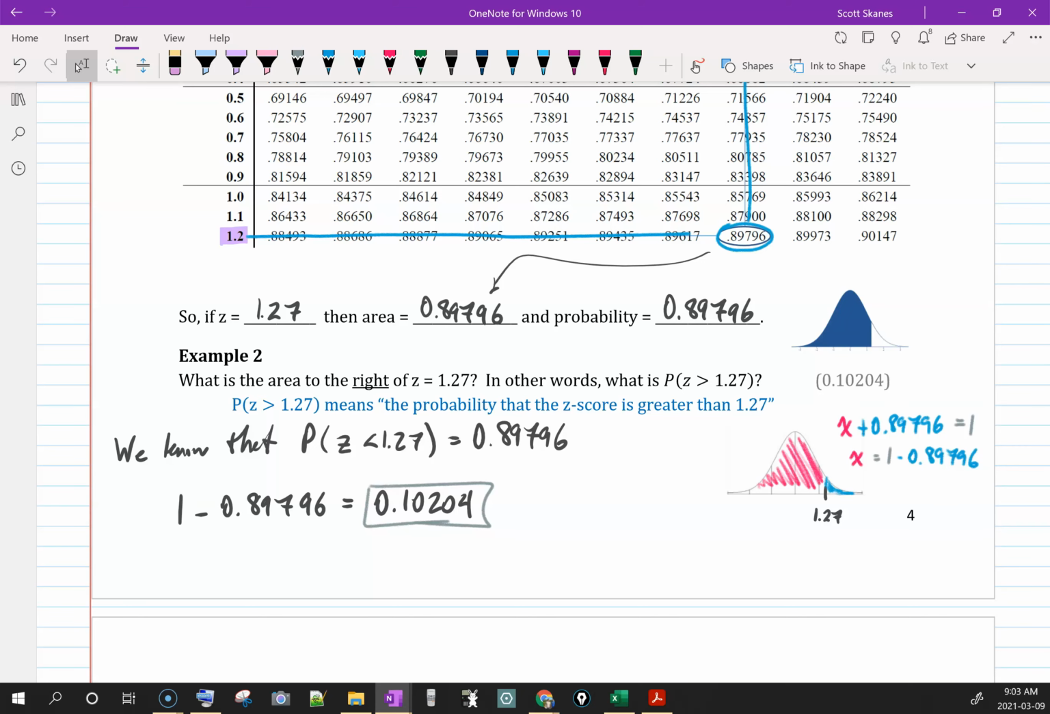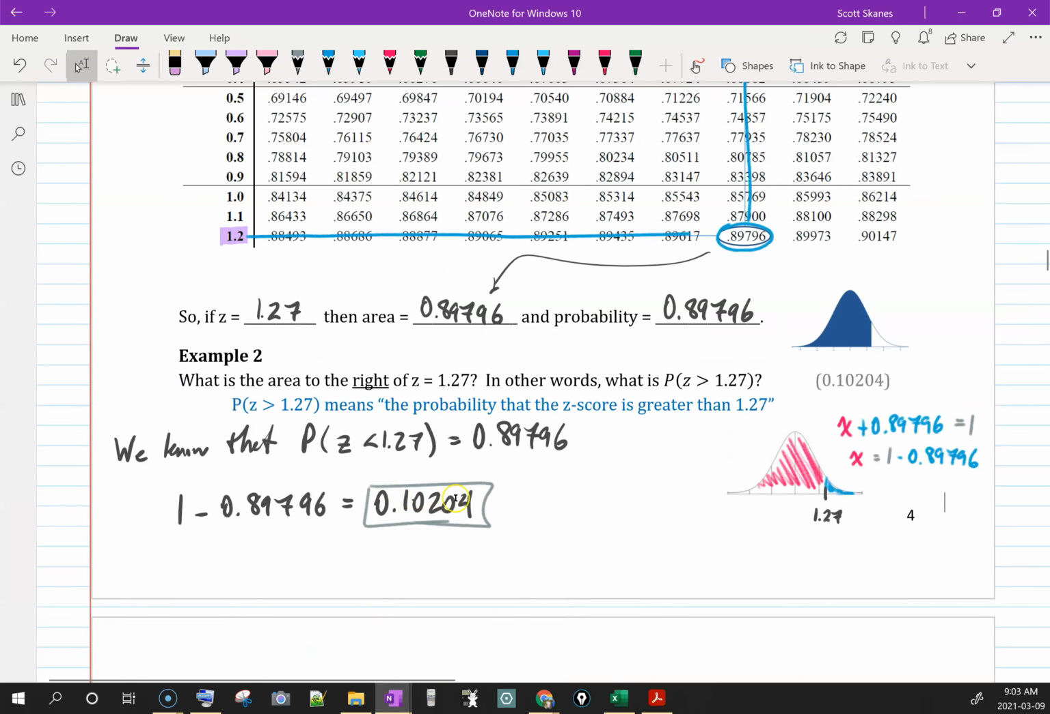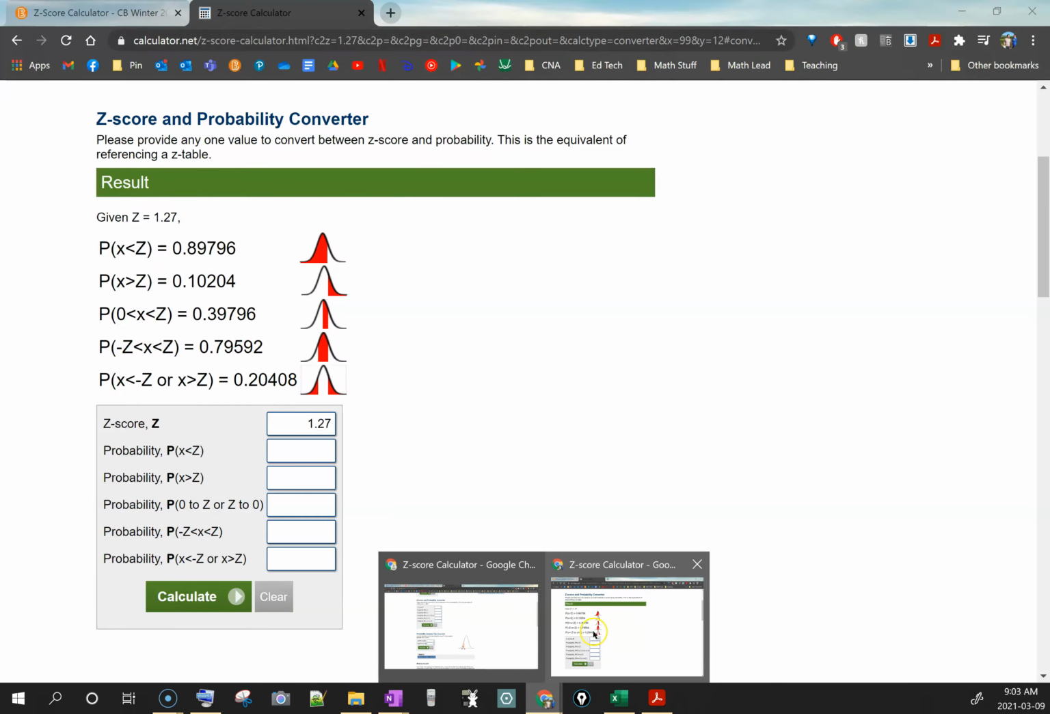So that's how we're going to do these questions. I'm also going to check this on the calculator. So the area to the right of 1.27, the probability that a z-score is greater than 1.27, is 0.102. And in my case, 0.10204. That sounds right. I'll check it on my online calculator as well.